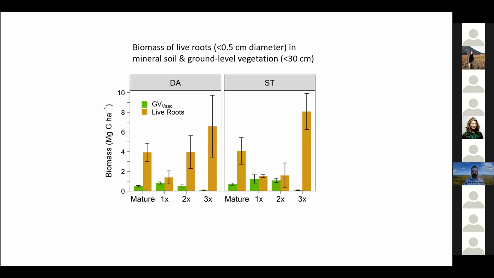We also looked at root depth, or rather we looked at biomass of roots at depth in the mineral soil, and we found that there was generally a substantial increase with reburning, and that it's hard to see on this particular figure. The GV VASC in this figure denotes the biomass of ground level understory vegetation, so vegetation under 30 centimeters, the stuff that would have ended up being in the chambers where we didn't trench. And we also saw a significant increase in the one-time burn, or higher amounts in the one-time burn from the controls, the unburned areas, but a rapid decline, particularly in the 3-time burns, where it was essentially non-existent.